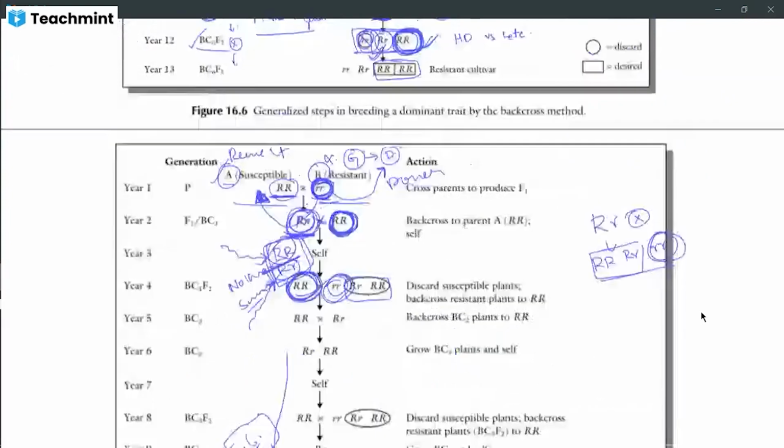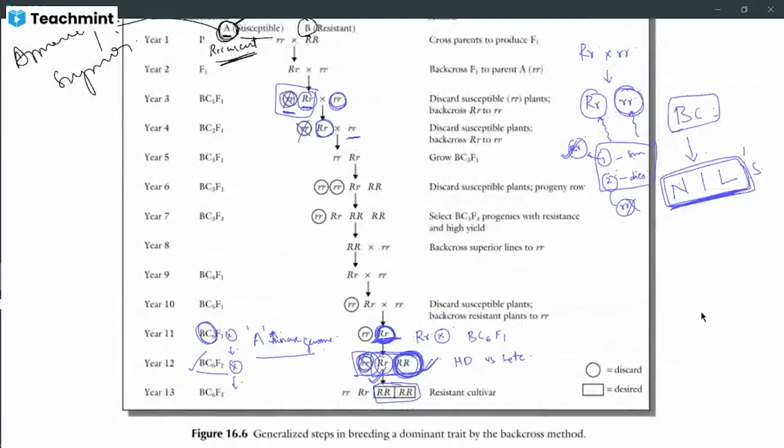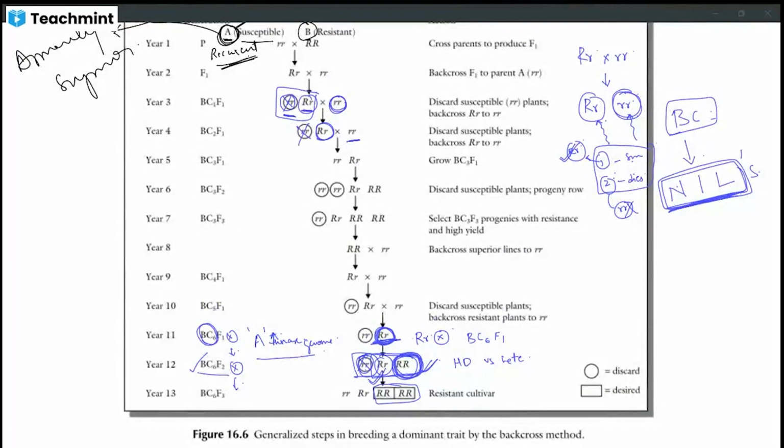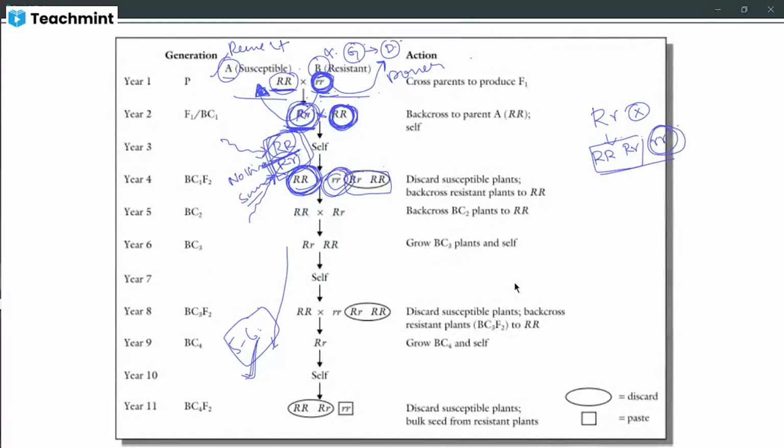Please remember this. Sir, in BC3F2 we changed the parent. In BC2F2, that's a dominant.